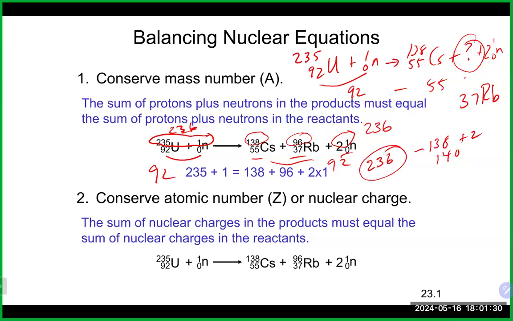So we basically can say 236 minus 140, and that will give us our missing mass number, which looks like 96 in this particular case. So I would say, having a periodic table, if something's missing, I would approach the atomic number first and then get to your mass number.